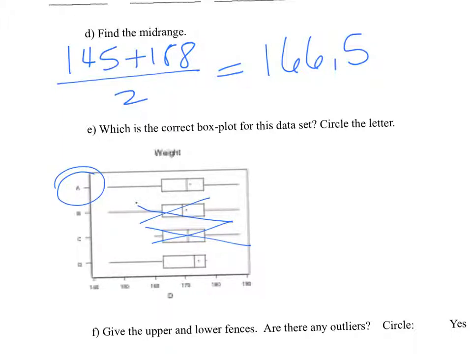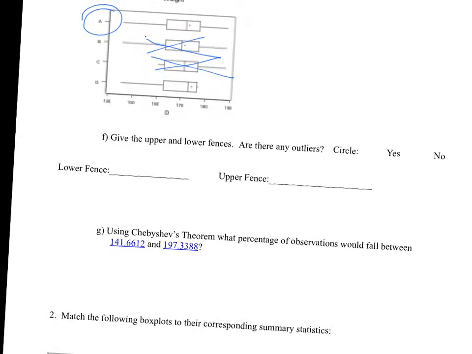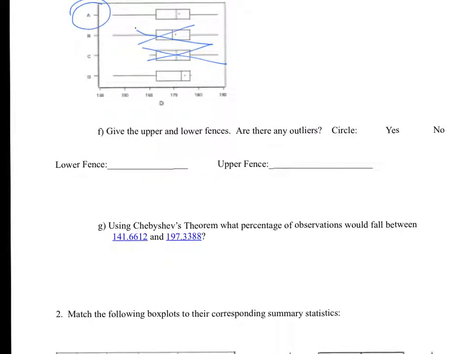That's the next question on this test: are there any outliers? Let's find out. Remember the upper and lower fences. To get the lower fence, we take Q1, which is 163.5. We need to calculate the IQR real quick. The IQR is Q3, which is 176, minus 163.5. So that IQR would be 12.5.